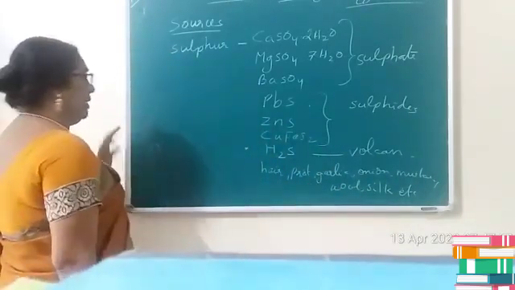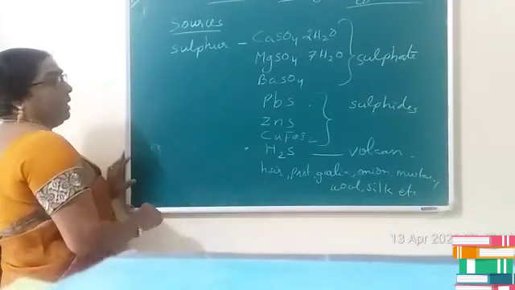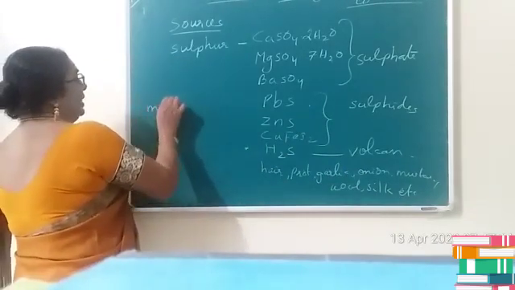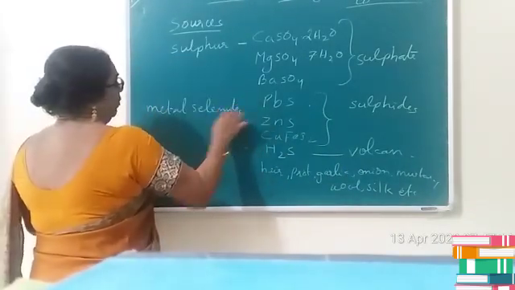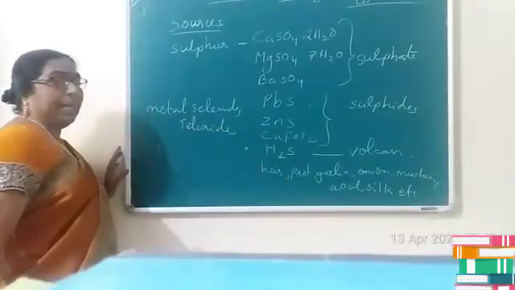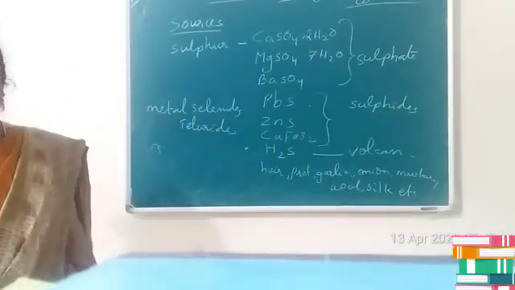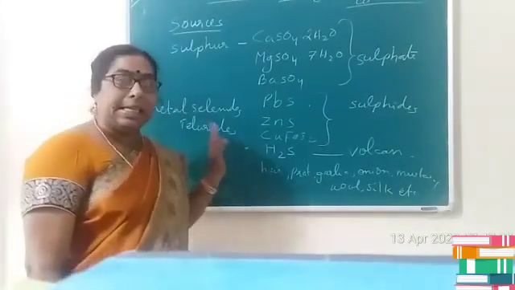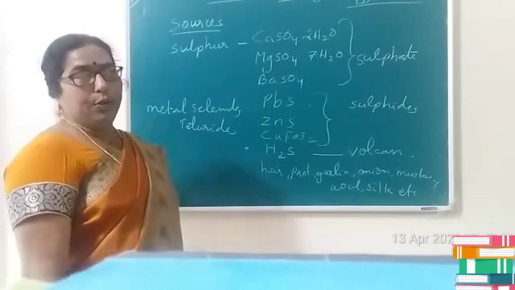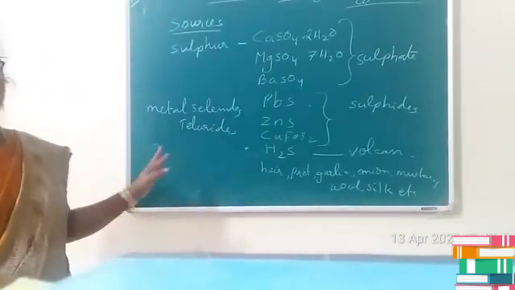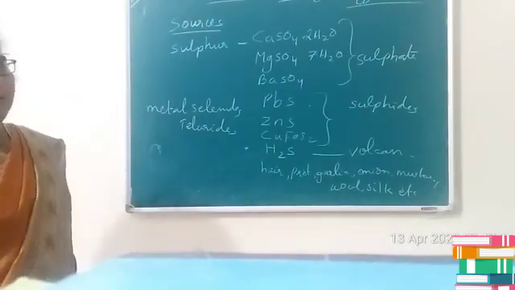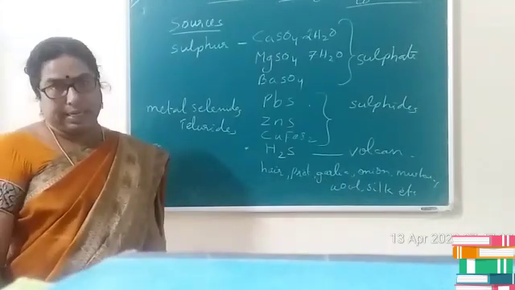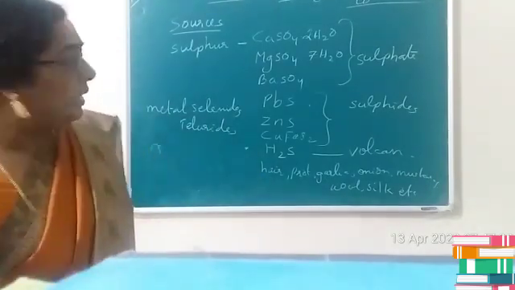Then if you consider the elements selenium and tellurium, they can be present as metal selenides and tellurides. And polonium, the last element in the group, is a radioactive metal, so it is generally produced as a radioactive decay product of thorium and uranium. Is it clear, children? Have you got some idea about the sources of different elements of group 16? Okay, now let us consider the elements.